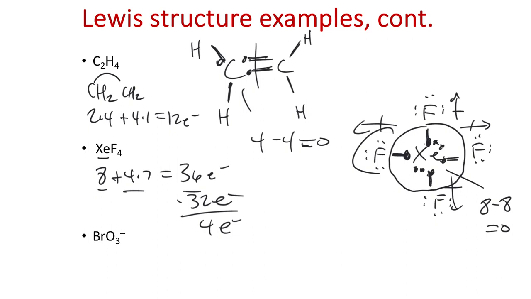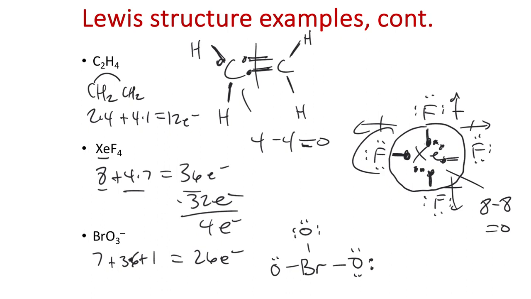So another example would be BrO3 minus. And again, these are just more exercises and just making sure we are aware of the rules. So 3 times 6 plus 1 plus 7. And so that gives us a total of 18 plus 8, that's 26 electrons. And so we have bromine, 3 oxygens, and then that's 24 electrons used.